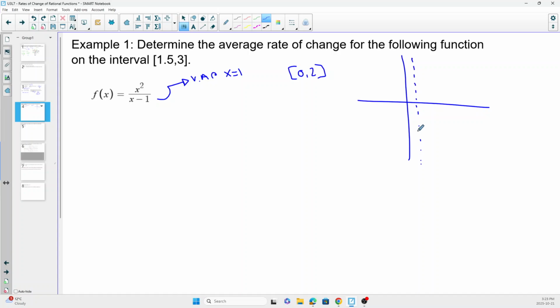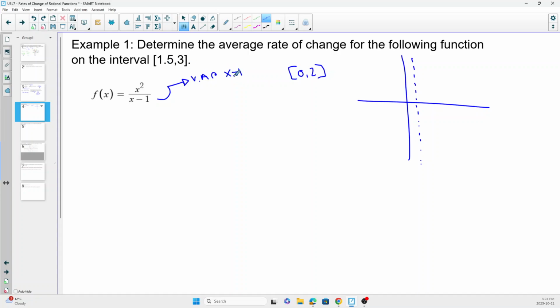There could be some very different things happening on either side of that asymptote. So the average on that interval, 0 to 2, is really not telling me anything specific at all, because on one side it might be a positive rate of change, and on the other side it might be a negative rate of change, and it's over an asymptote. So we never want to investigate average rate of change over an asymptote.